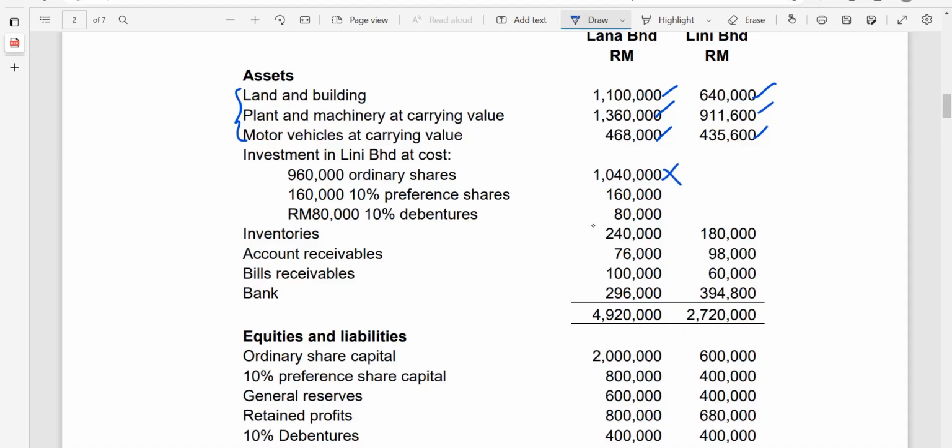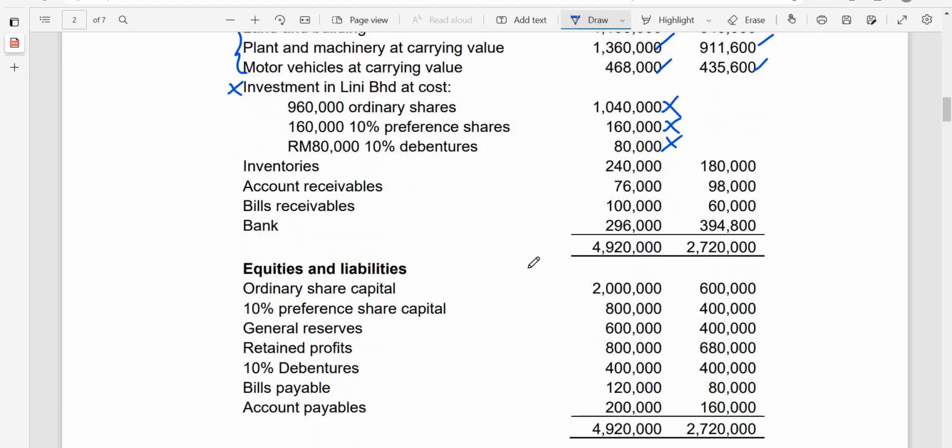However, this investment in subsidiary will not be included. Why? Because it will be eliminated on the acquisition date against the ordinary shares, equity, and the net assets of the subsidiary, especially the ordinary shares. The preference shares also will not be included because they will be eliminated against the non-controlling interests and in the calculation of goodwill.